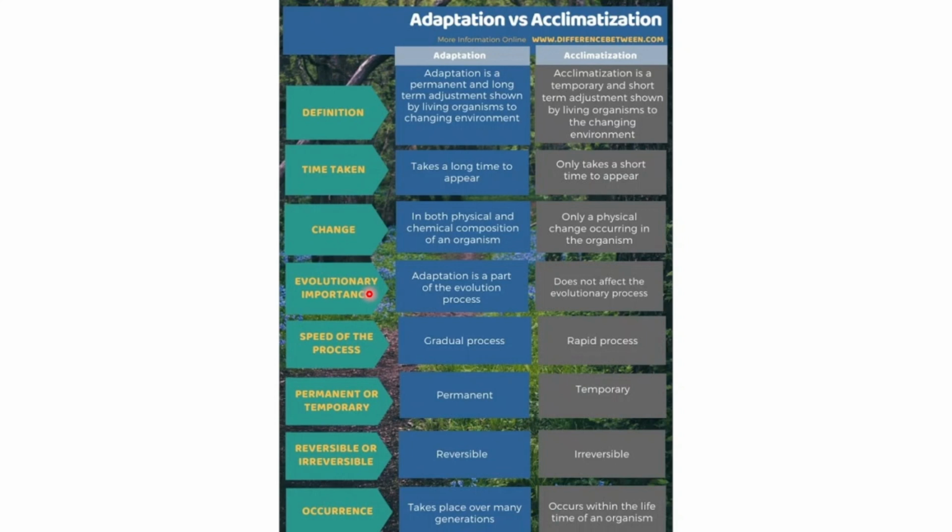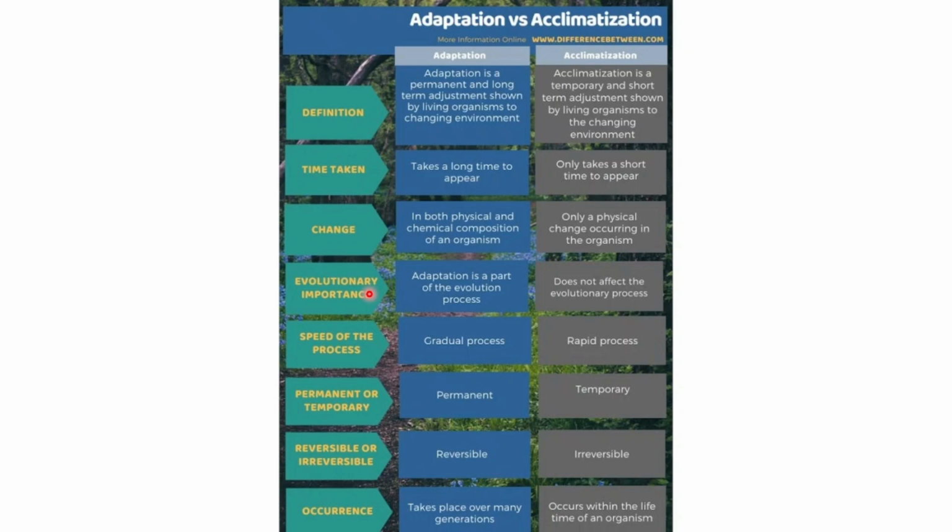Genetic changes. Acclimation does not really bring in genetic changes, adaptation brings genetic changes. Production of a phenotypic trait. Acclimation does not produce a novel phenotypic trait, while adaptation produces a novel phenotypic trait through mutations. Then natural selection. In addition, acclimation does not really proceed through natural selection, while adaptation proceeds through natural selection.